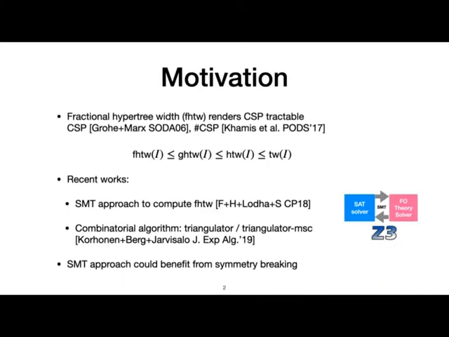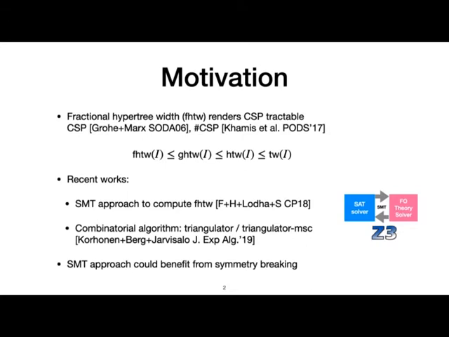Let's start with the motivation. Fractional hypertree width is a combinatorial measure that renders CSP as well as #CSP tractable. More precisely, it makes instances solvable in time polynomial in the instance size and exponential in the fractional hypertree width. It is the most general known structural restriction that guarantees polynomial time solvability of CSP, and in particular it is more general than treewidth.